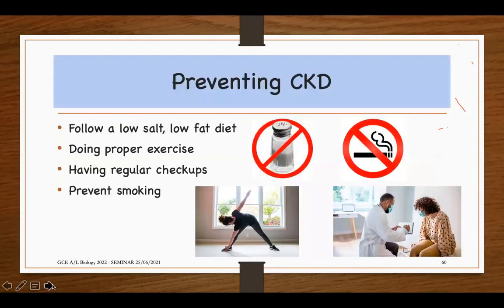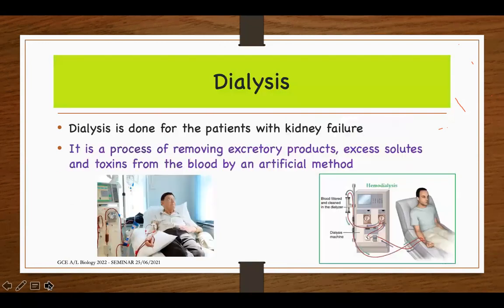So how do you prevent CKD, or chronic kidney disease? You shouldn't take a lot of salt. Usually for anyone, a lot of salt isn't good. So it's always better to have a low salt, low fat diet, do proper exercises, have regular checkups, and avoid smoking. Okay. And dialysis.